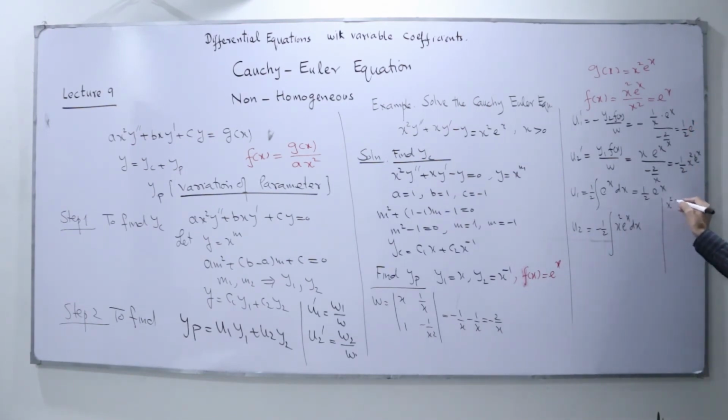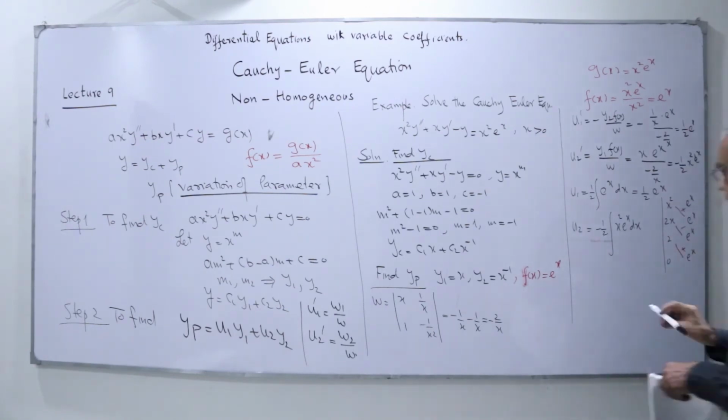We have x squared. Take the derivative, we get 2x; take the integral, e to the power x. Take the derivative, we get 2; take the integral, e to the power x. Take the derivative, 0; take the integral, e to the power x. Now multiply: the first one with positive sign, second one with negative sign, third one with positive sign, and we get the integration of this one.